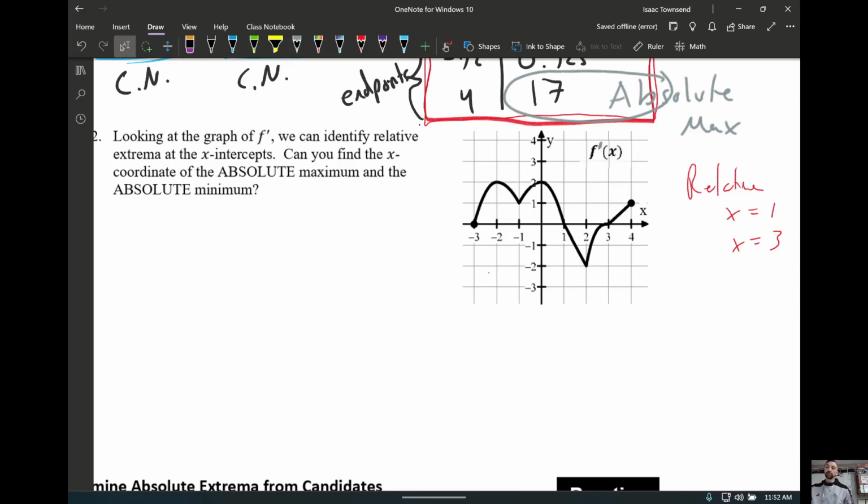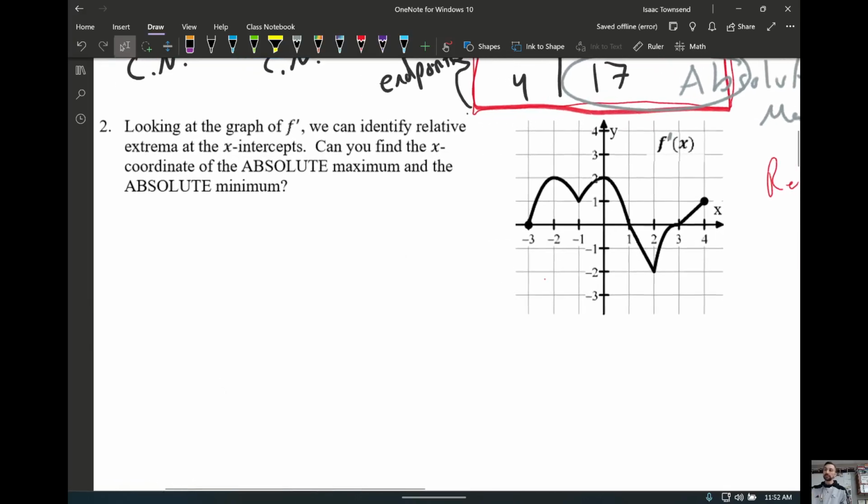Any guesses on whether we could do this? I think you can make some pretty good guesses at least. So remember, f prime is how f is changing. So I don't know what f is here, but since the derivative is positive after that, is f getting bigger or smaller? Bigger. If the first derivative is positive, your graph's going up.